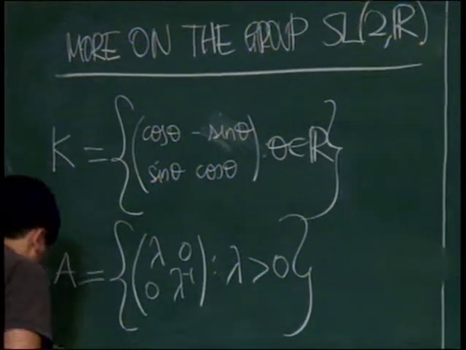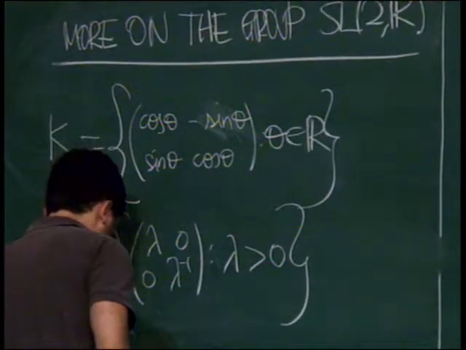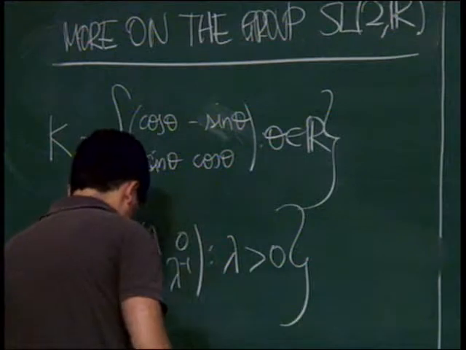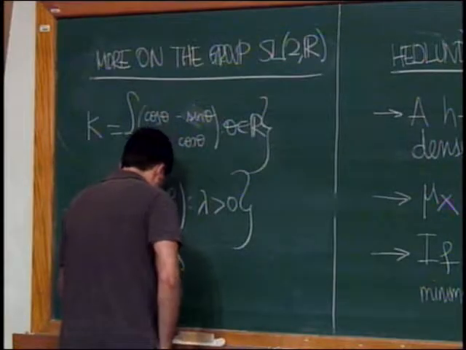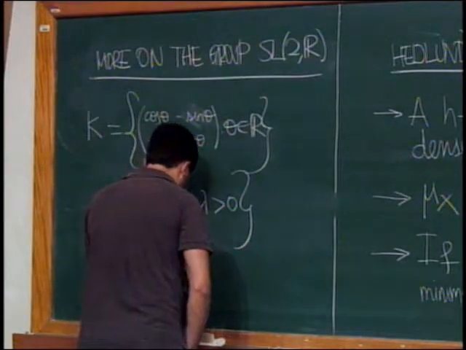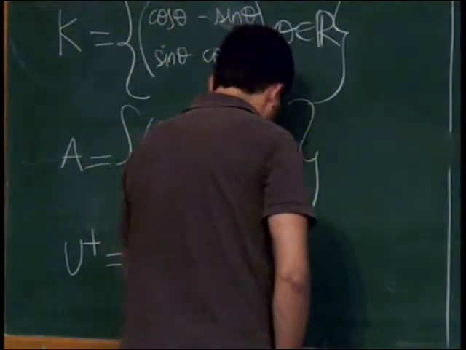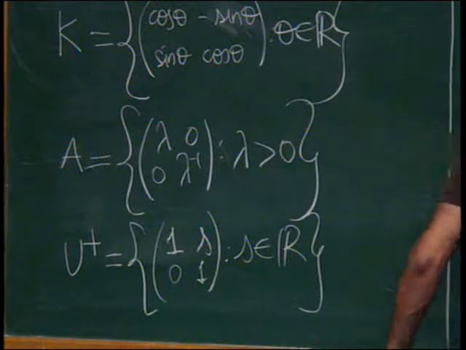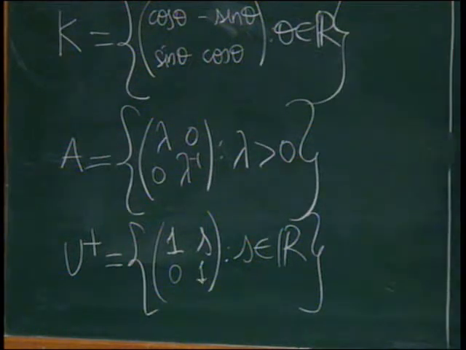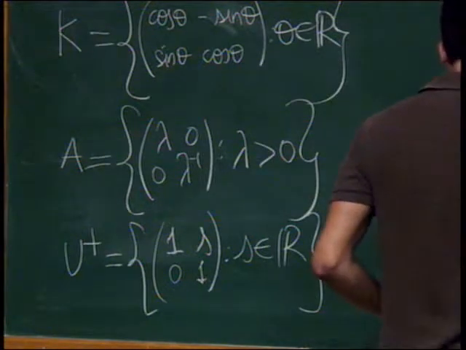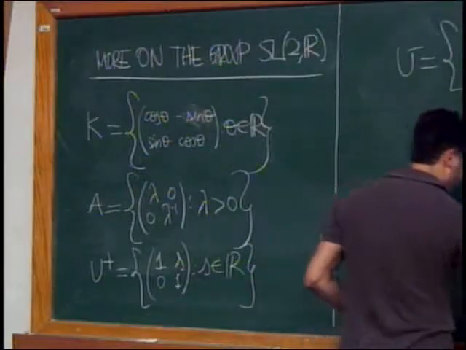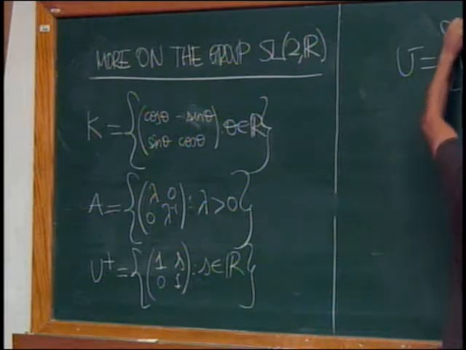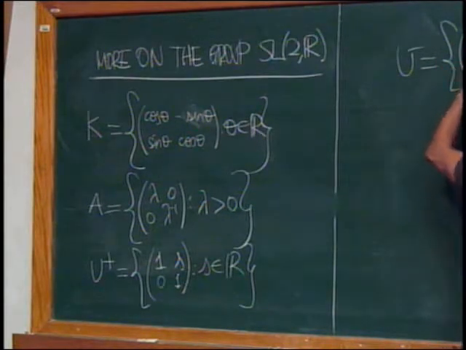We saw also two unipotent subgroups. The first one was U plus, which is actually the subgroup that generates the stable horocycle flow. And we saw the one that generates the unstable horocycle flow, and I denoted it by U minus. So it's the set of matrices 1, 0, S, 1.